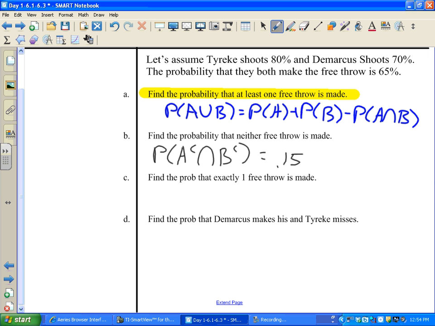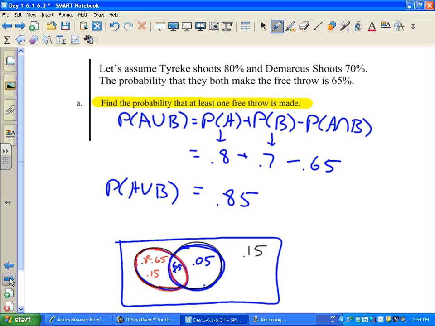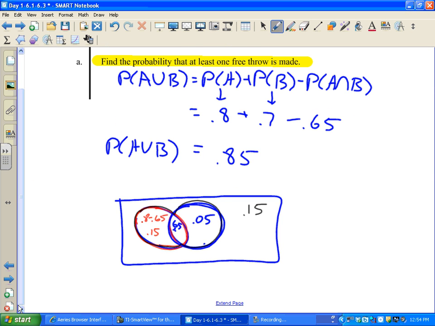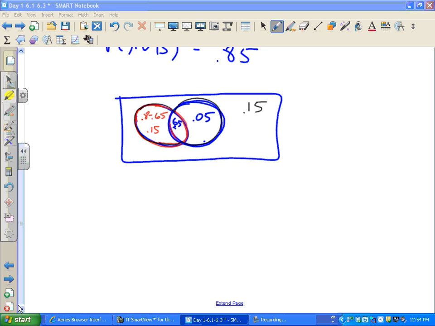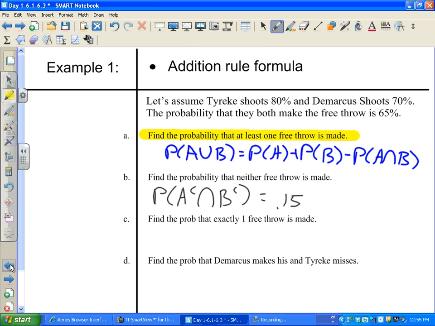Find the probability that exactly one free throw is made. This is where this diagram comes in handy. Exactly one free throw is made. That's Tyreek making his and DeMarcus missing. That's DeMarcus making his and Tyreek missing. Probability exactly one should be 0.2 there. 0.15 plus 0.05. Yeah, see how this probability stuff is almost just like mind games? It's really all it is. 0.15 plus 0.05 there.